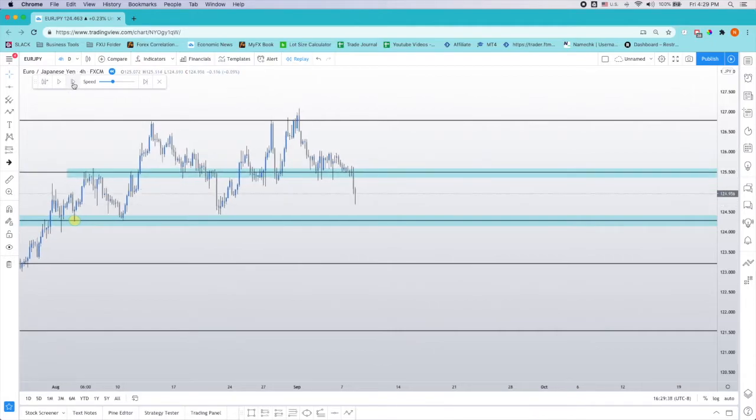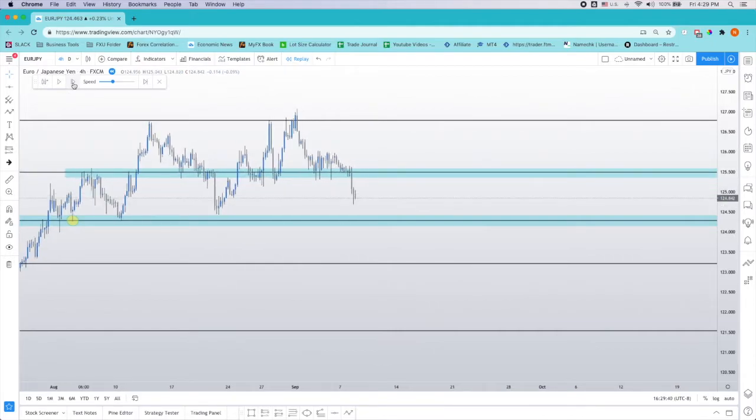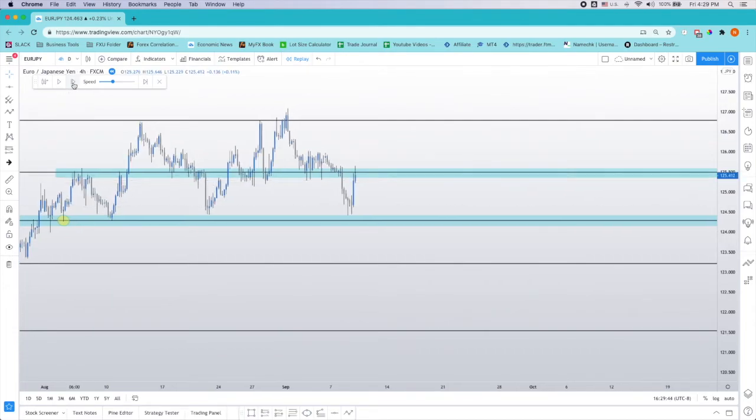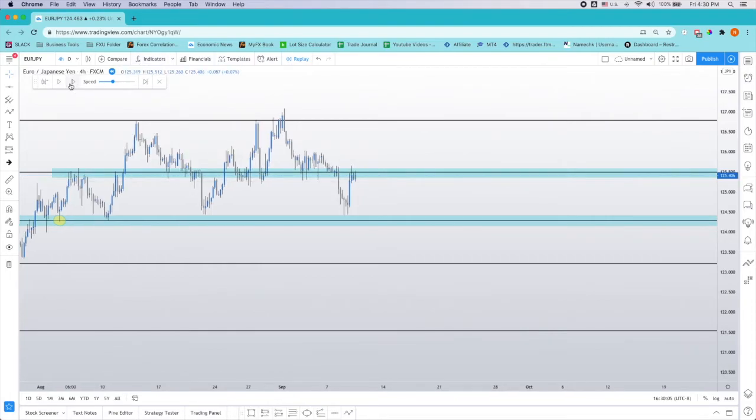Where's my next break? Okay, so that's a break right there. It broke out of that zone. Okay, so I'm looking for a retest. So that's the retest right here. So what did it do? It broke completely, almost to the next zone, pretty much at the next zone. Retested, and now I'm looking for the sell-off. Okay, so let's see how it plays out.